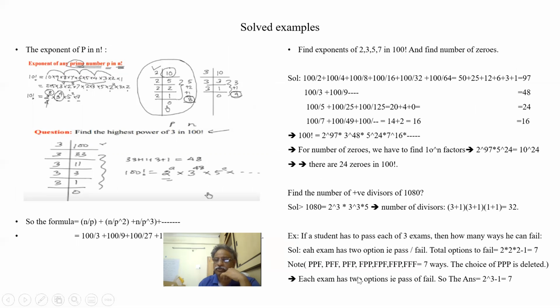So each exam has 2 options, pass or fail. So we have a total of 8 options, out of which one is all pass. So the 7 ways he can fail.